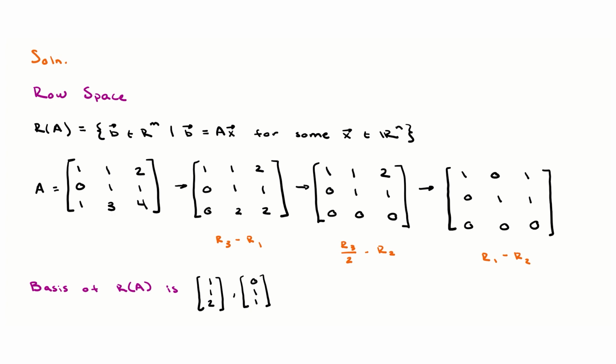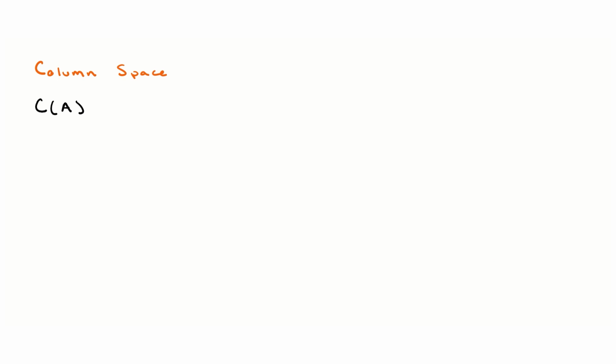That's the basis of our row space, and now we'll move on to finding the basis of our column space. Column space is notated as C of A, or the column space of A. And here's the definition of the basis of the column space. It basically says that the non-zero columns of row-reduced matrix A will form our basis. Now again, the first step is to row-reduce our matrix, and we've already done this work, so I'm just going to pop it in here.